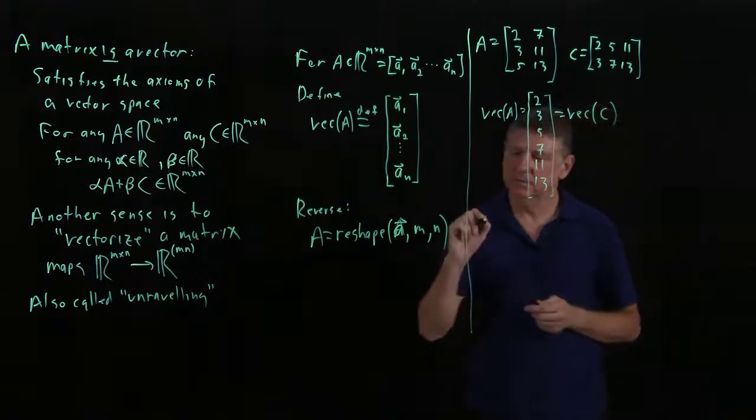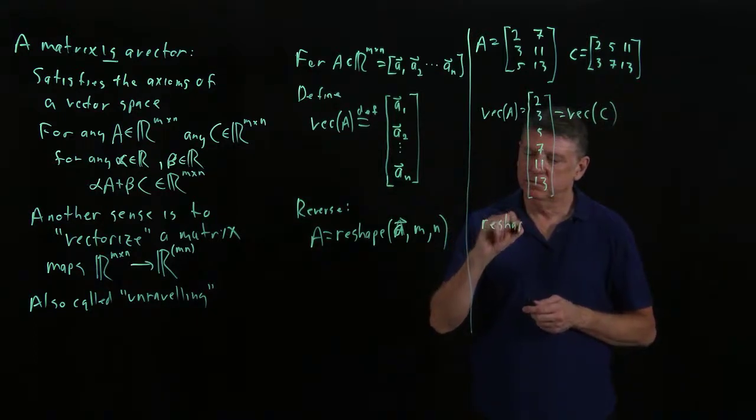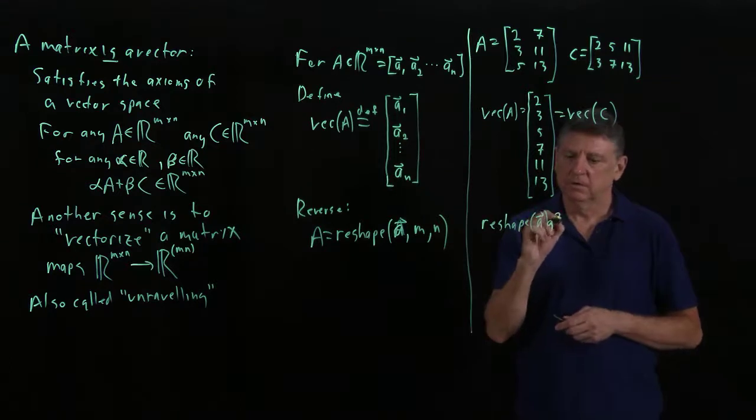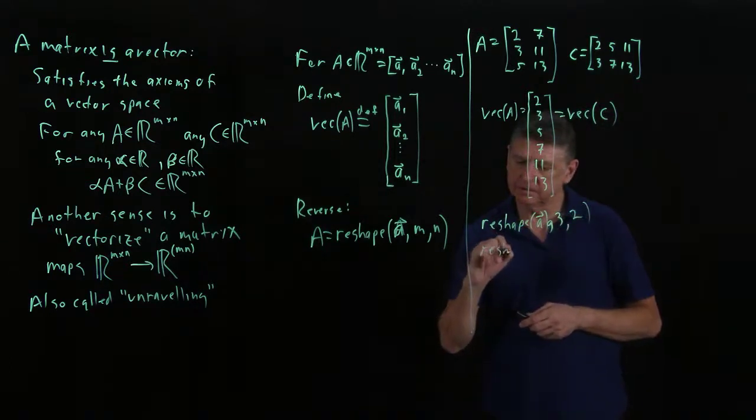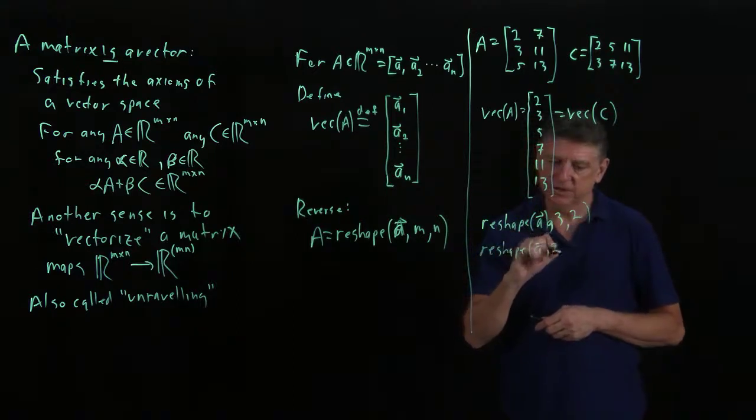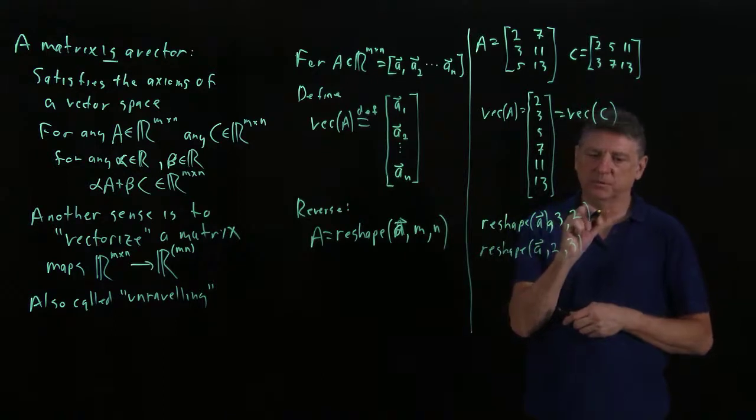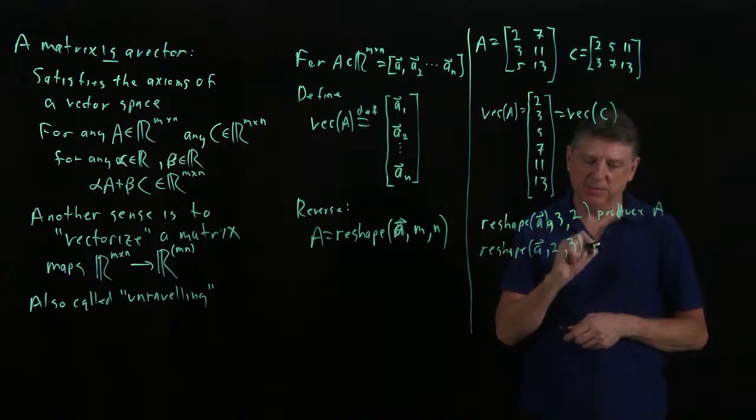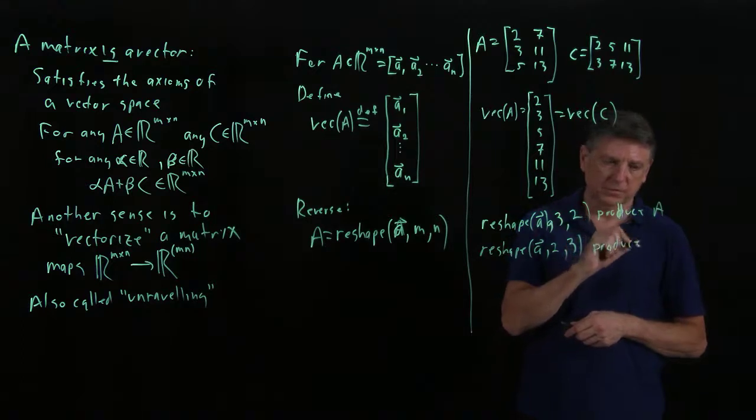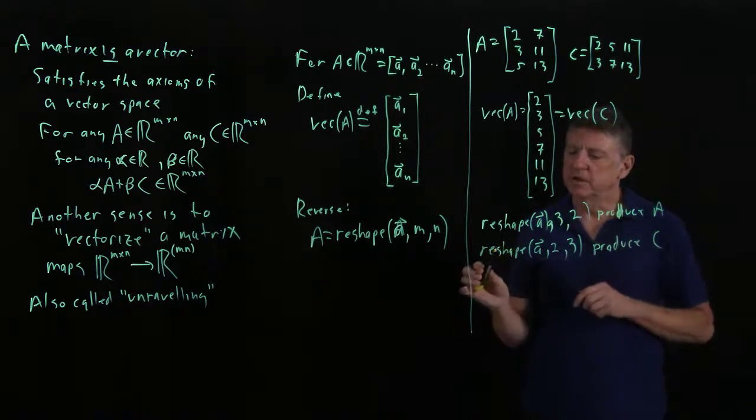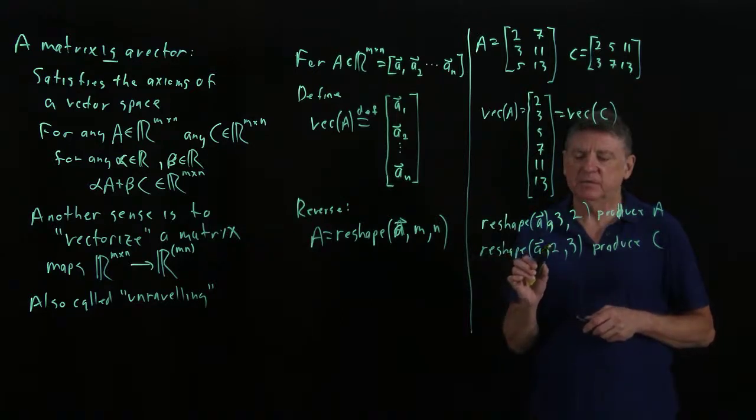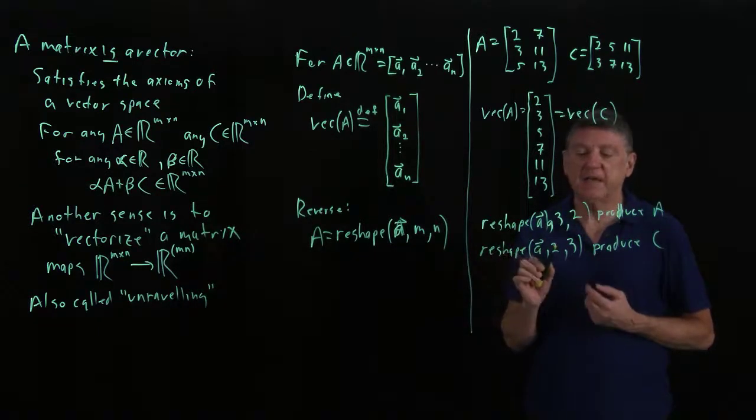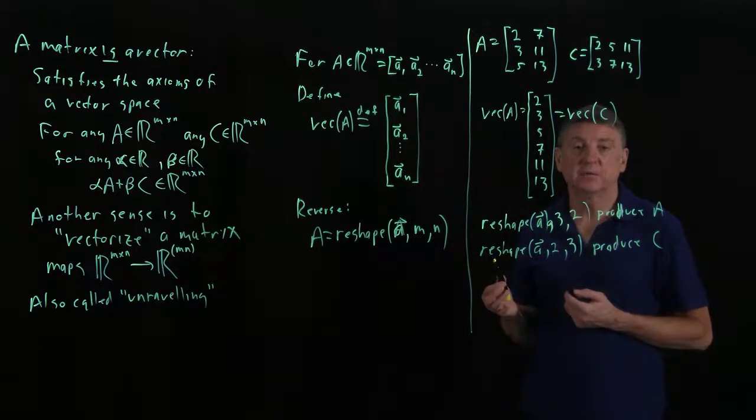So we could reshape the resulting vector as 3, 2, or we could reshape it as 2, 3, and that would produce A, and that would produce C. And of course, you can see that if you tried to reshape it as 6, 1, it would return the same vector, and if you did reshape 1, 6, that would be the one row form, or the transpose of that vector.